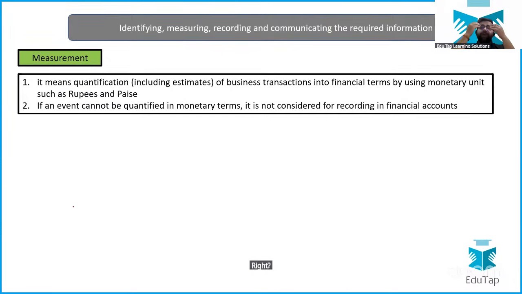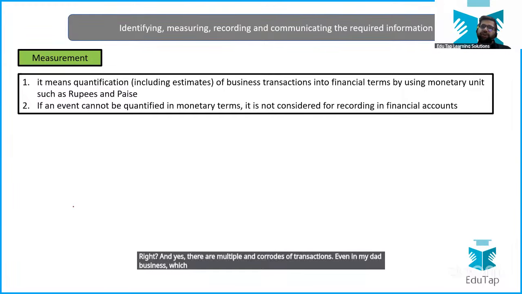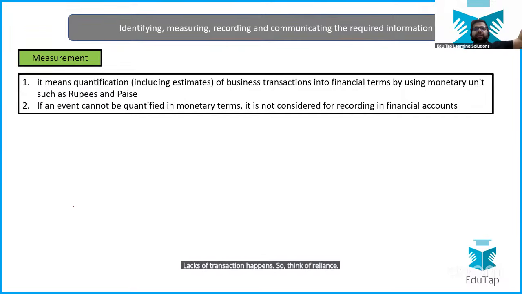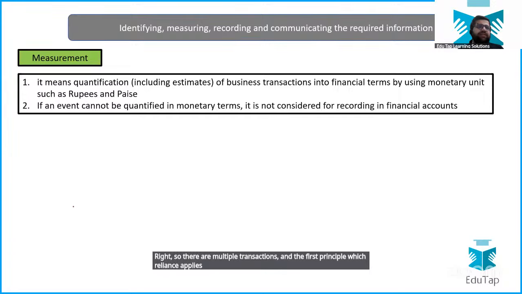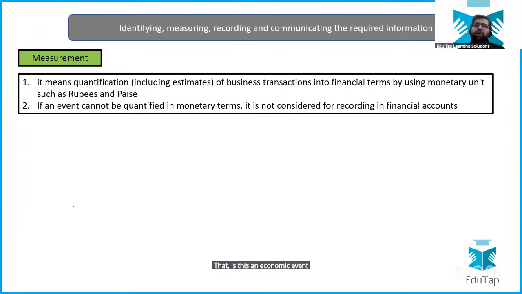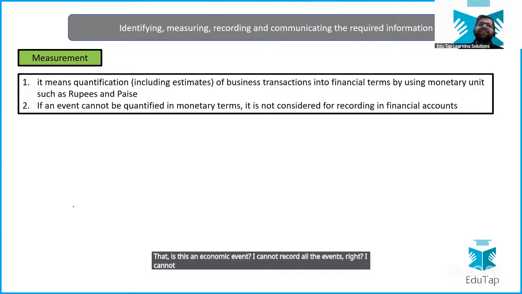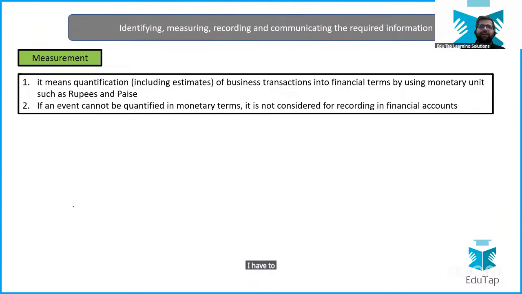And yes, there are multiple, crores of transactions. Even in my dad's business, which is on a mediocre scale, lakhs of transactions happen. So think of Reliance, how many transactions they will be doing, right? So there are multiple transactions. And the first principle which Reliance applies is: is this an economic event? I cannot record all the events, right? I cannot record all the transactions. I have to check whether this is an economic event. And yes, once you understand this thing, the next classes will be very easy.